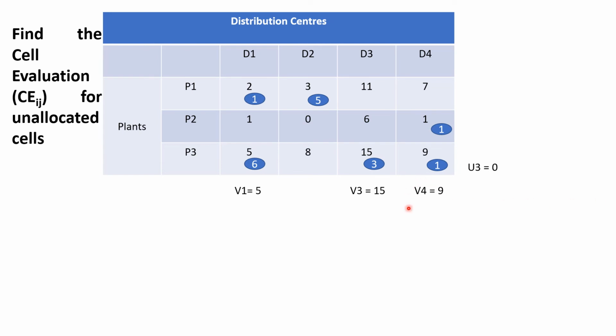Now just see, if v4 is 9, can you calculate u2? Because v4, this is an allocated cell. The formula ui plus vj equals cij is valid only for the allocated cell. That means v4, this is an allocated cell. The corresponding multipliers are v4 and u2, second row and fourth column. So v4 plus u2 equals the unit transportation cost. So what will be u2? It will be minus 8. Right? Because minus 8 plus 9 gives you 1.